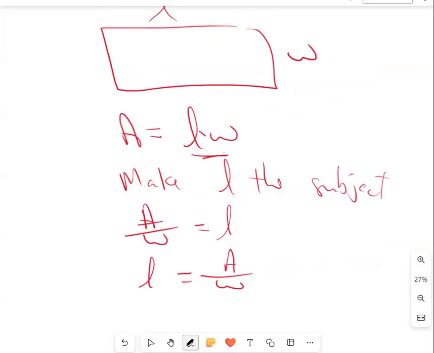L and W are connected by a multiplication sign. So to get rid of this W, you have to divide, right? So you divide throughout by W. The shortcut is you just put A over W. You get L.